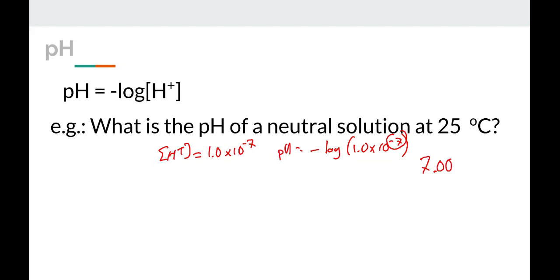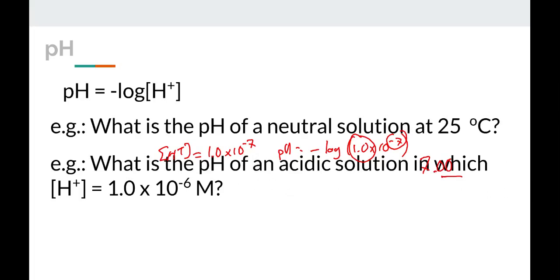The significant figure rule is when you take the logarithm of a number, the number of significant figures in the number you're taking the log of, that's the number of decimal places you should have in the number after you've taken the log. So I have 2 significant figures in 1.0, so I'm going to write this to 2 decimal places. That's just a significant figure rule.